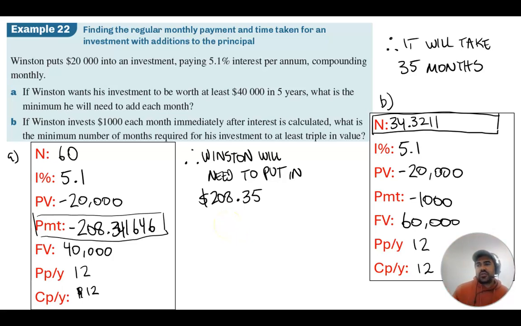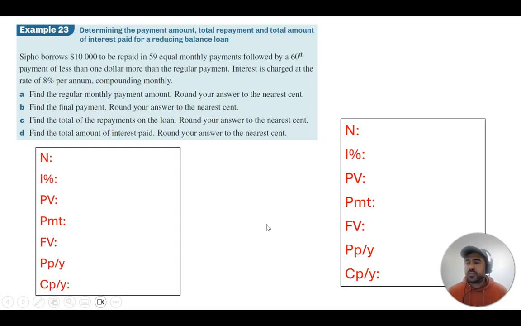All right, this is part 2 of exercise 8F. Let's get straight into it. So example 23, we're going to be determining the payment amount, total repayment and total amount of interest paid for a reducing balance loan. Now this one's a bit of a wacky example because of what it's asking for and how to interpret the information from one of the particular values. So I'll try my best in explaining what's going on here.